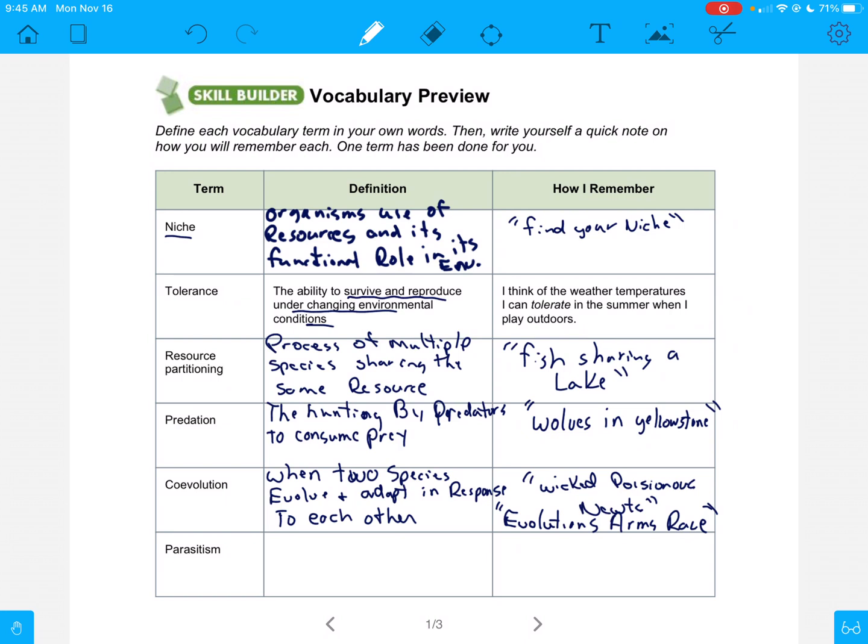Okay, so for parasitism, you would say the parasite takes something from its host, and that equals harming host. Okay, and one of the big ones for humans is, well, not necessarily around here, but we have tapeworms, right? That's kind of one of the classic ones.